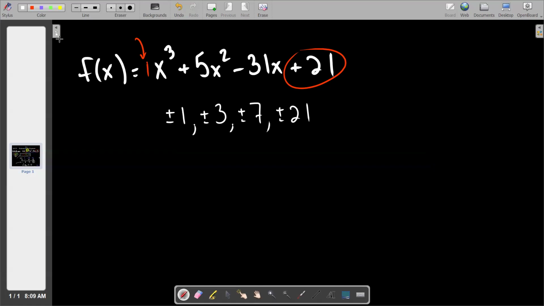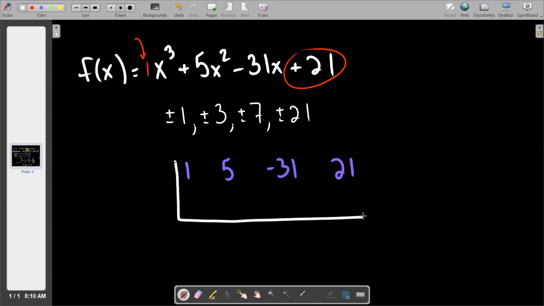So we begin. It's time to take the numbers off the polynomial and get them all prepped and set up. So we have 1 for the x cubed, 5 for the x squared, -31 for the x, and 21 for the constant. Set up your division sign, and we go.